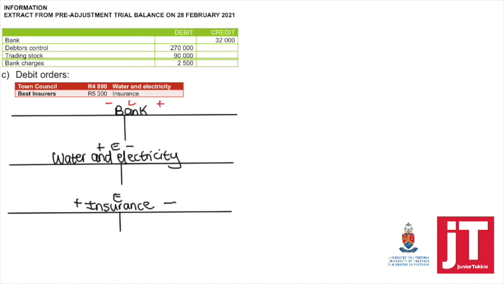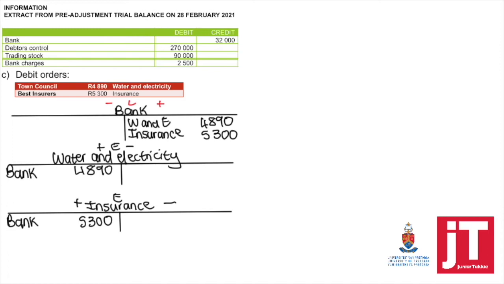Adjustment C, debit orders, means it was an instruction to a third party, the town council and the insurers, that water, electricity and insurance must be paid. So this means I need to open up bank, water, electricity and insurance. Bank is going to be credited with 4,890 and water and electricity debited with the same amount. To pay the insurance, bank is credited with 5,300 and insurance is debited with 5,300, exactly the same amount.